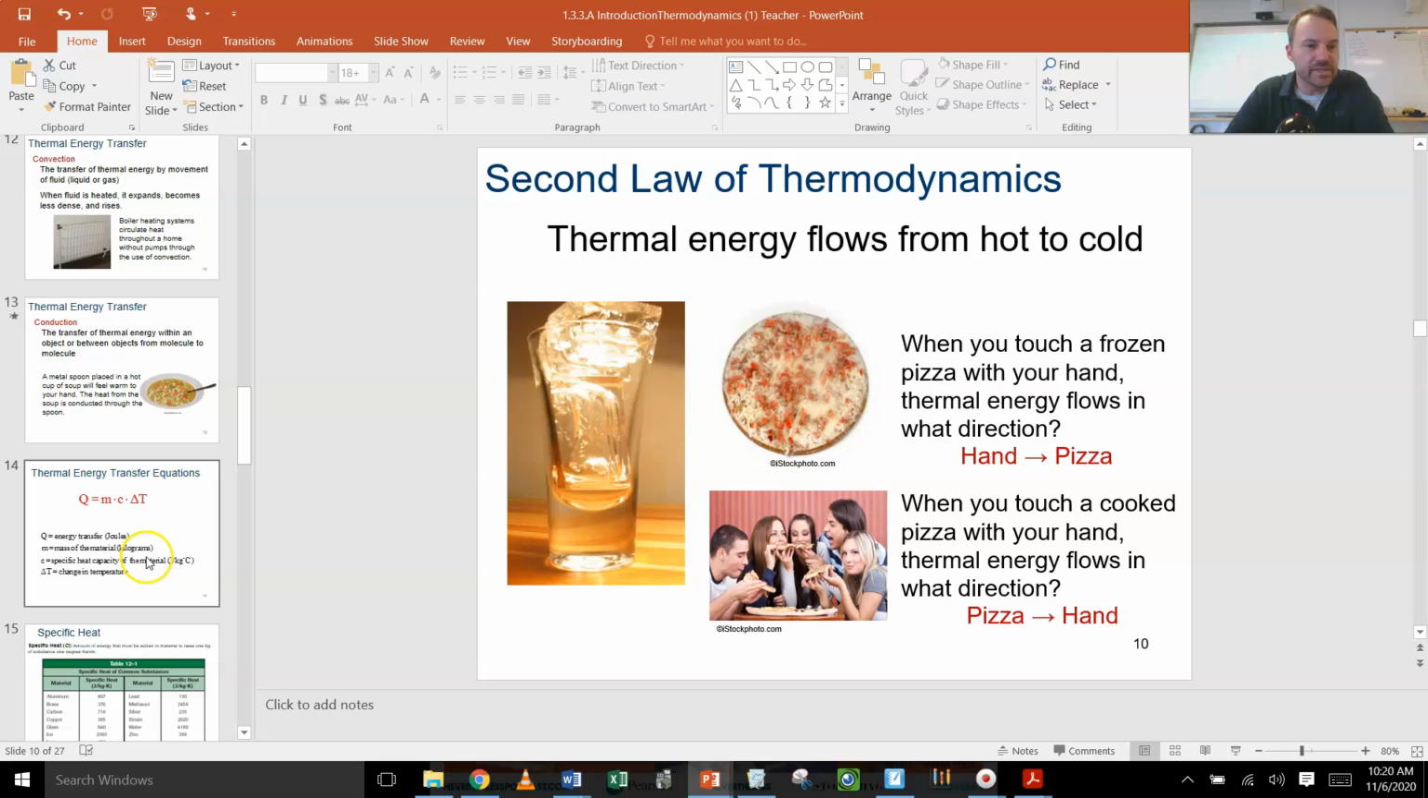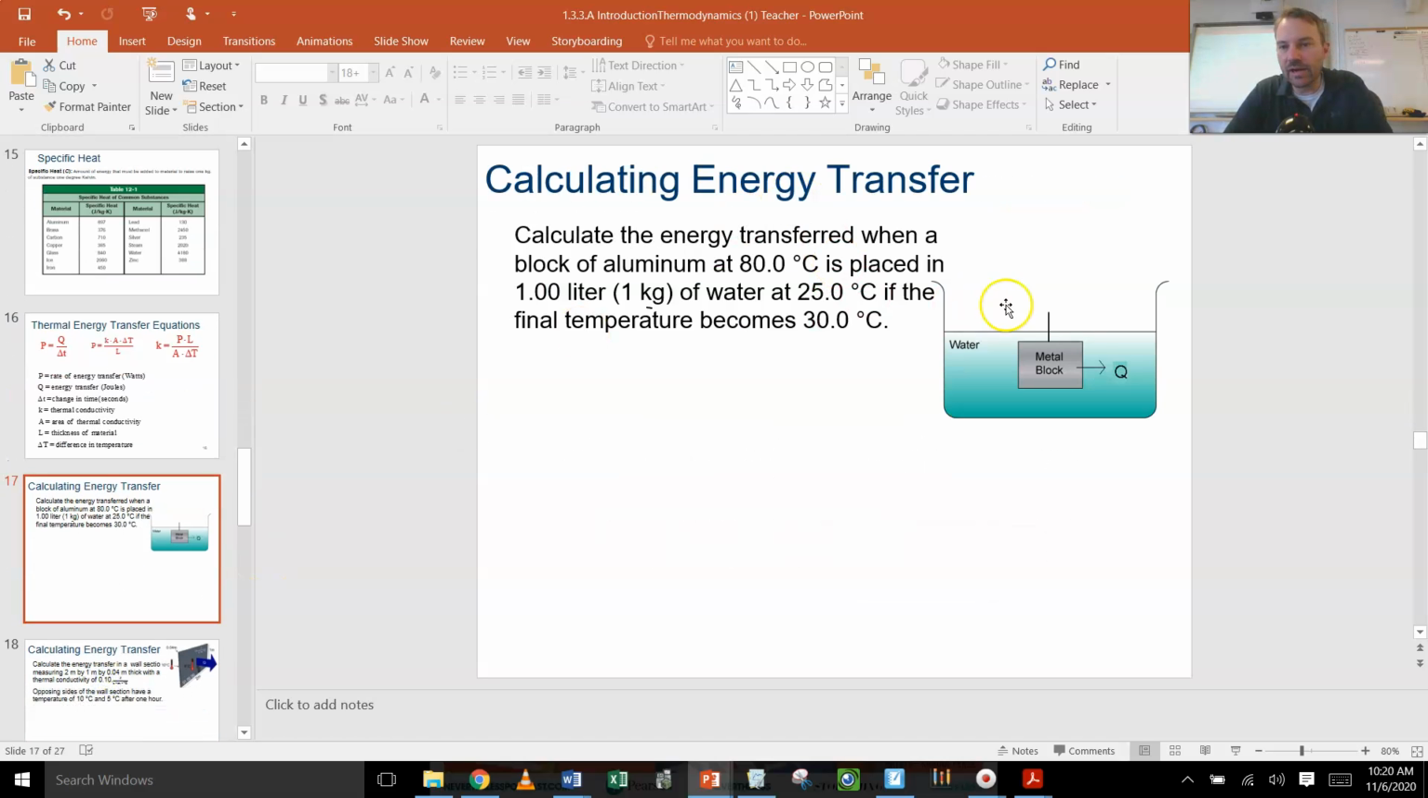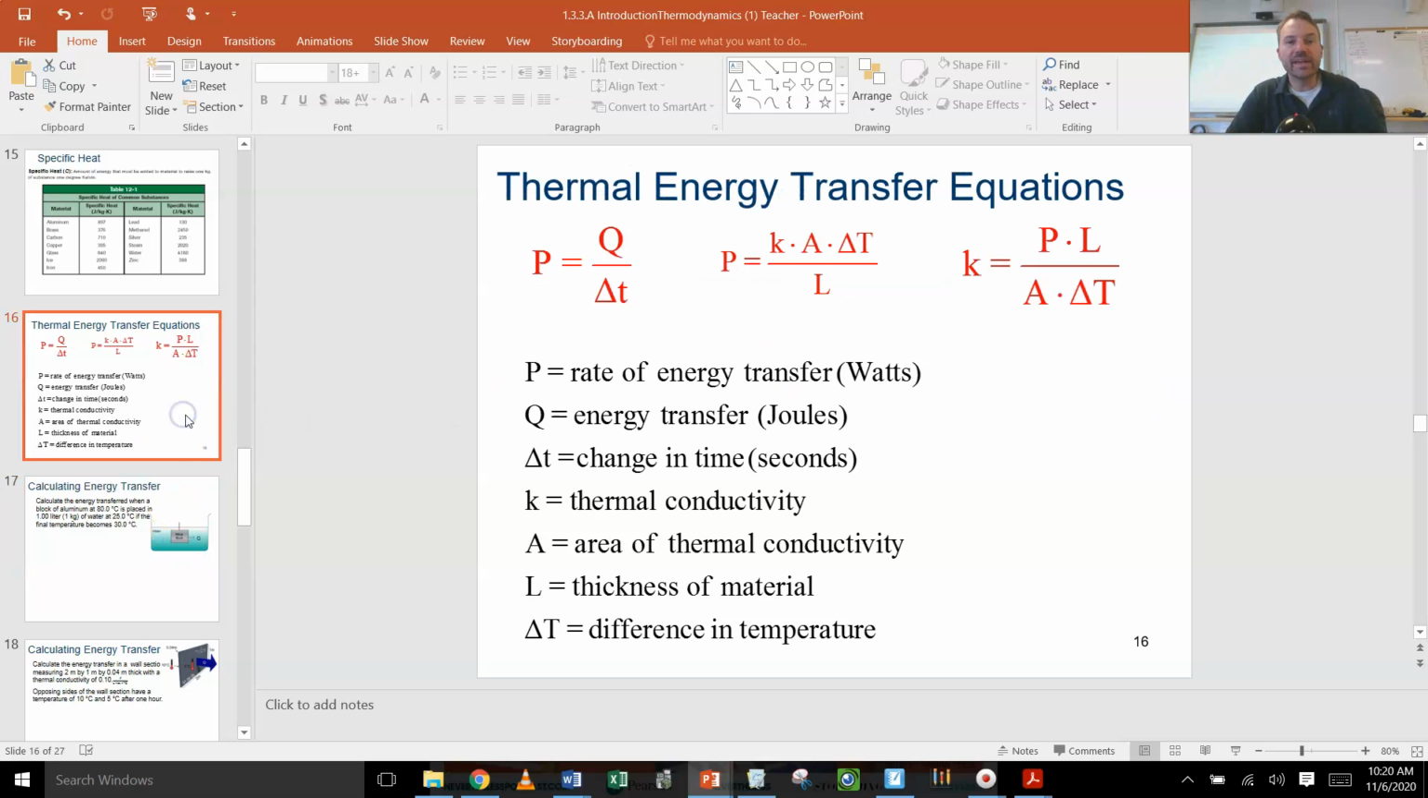And then we did an example of heat transferring from point A to point B through conduction using specific heat, where we took a hot piece of aluminum and put it in cold water and calculated how much energy is transferred from the block into the water, and it was 21 kilojoules. Today we're going to do some more examples. How does heat go from point A to point B using radiation and other conduction methods?